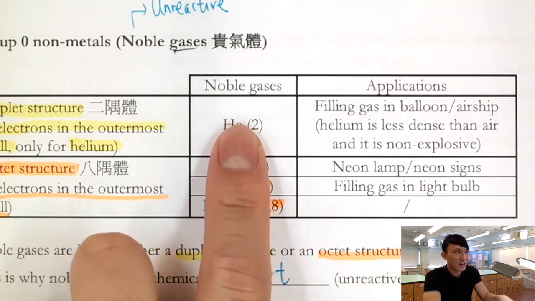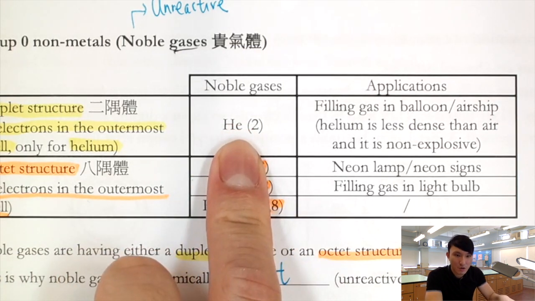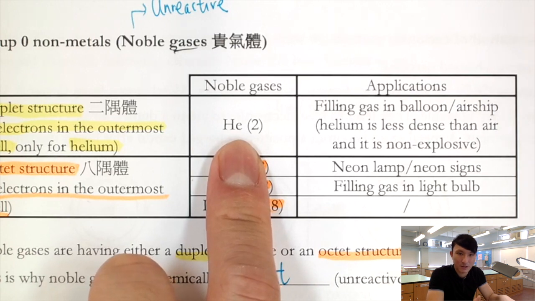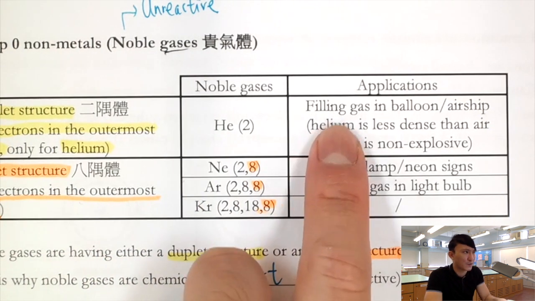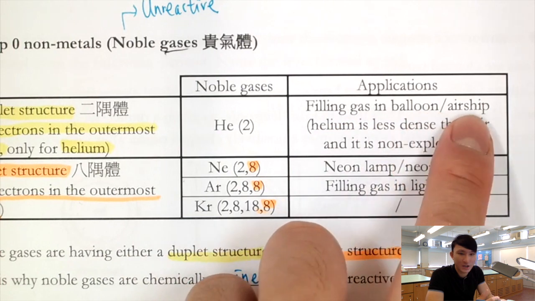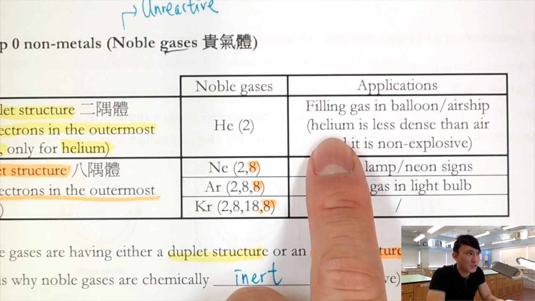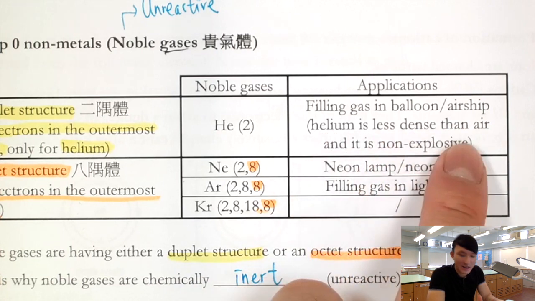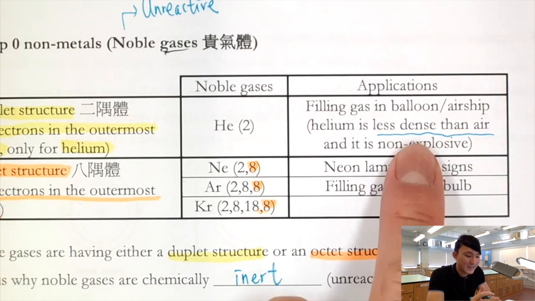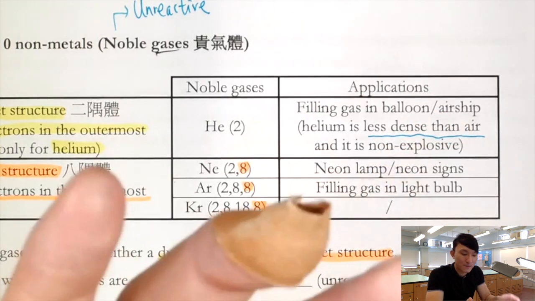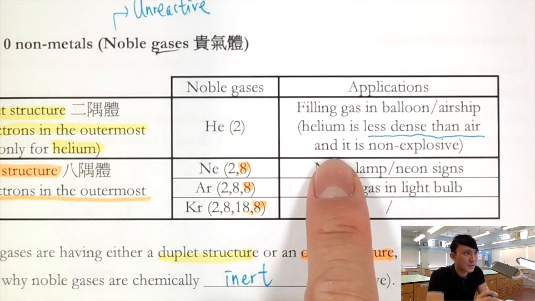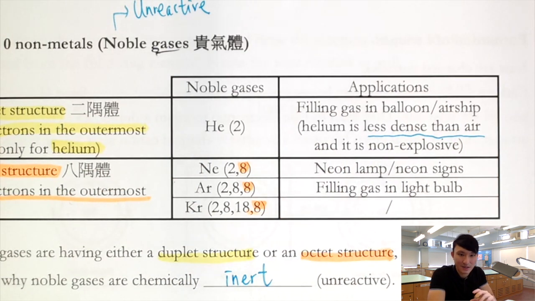For example, helium is referred to as the most stable element on the periodic table. It is used as the filling gas in balloons or airships, like those Zeppelins. The reason why helium is chosen is because it is less dense than air. Of course, you have to be less dense than air so that you can lift up an airship. But you may say, what about hydrogen? Hydrogen is the lightest, and therefore the least dense element on the periodic table. Why don't we choose hydrogen?